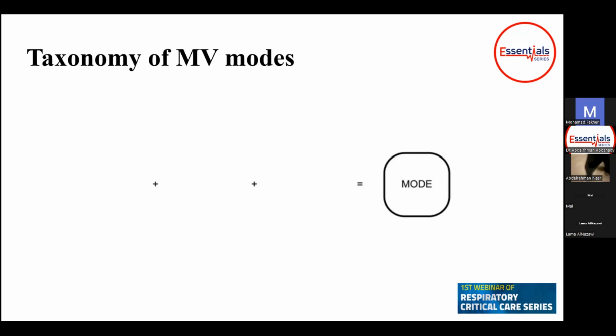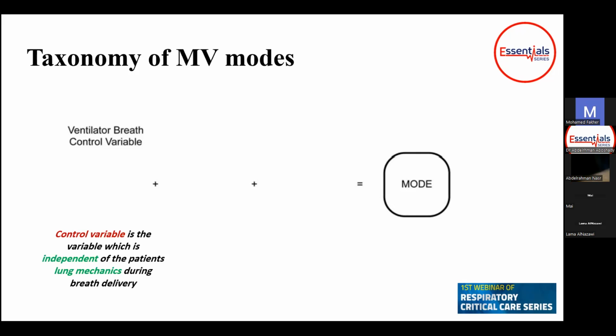So the classification of mechanical ventilation mode, or the taxonomy of mechanical ventilation modes, is composed of three components. The first is the ventilator control variable. What is the control variable? It is the variable which is independent of the patient lung mechanics. So this is the variable that the doctor or the RT sets in the ventilation, and it's not affected by any change of the lung mechanics.